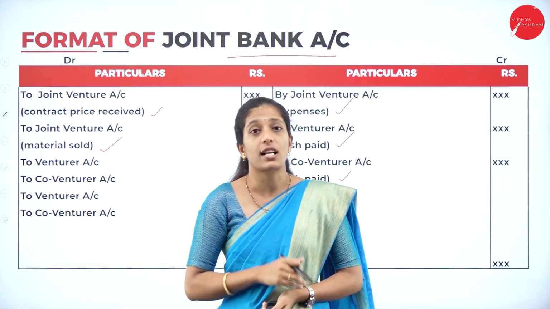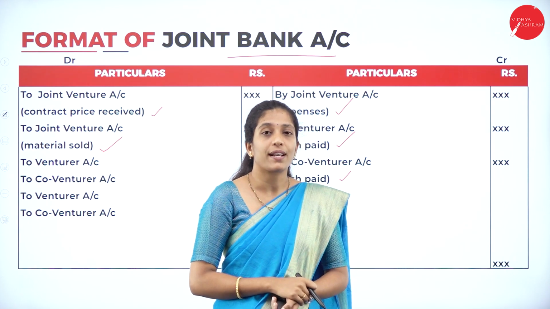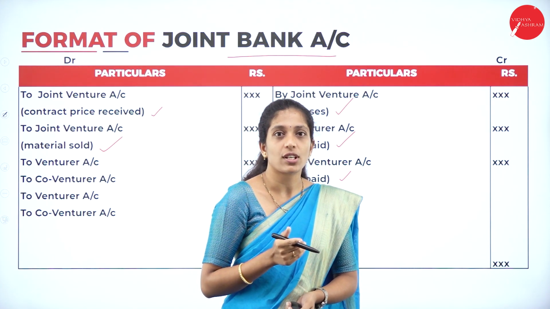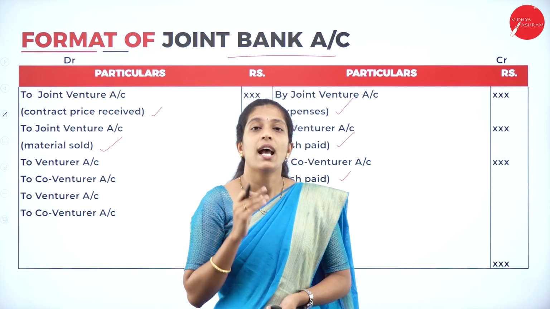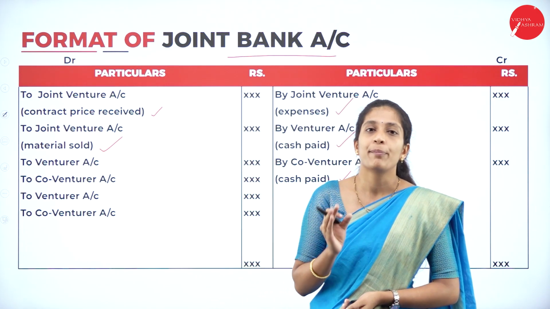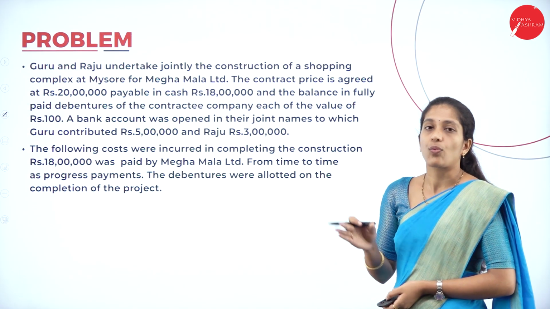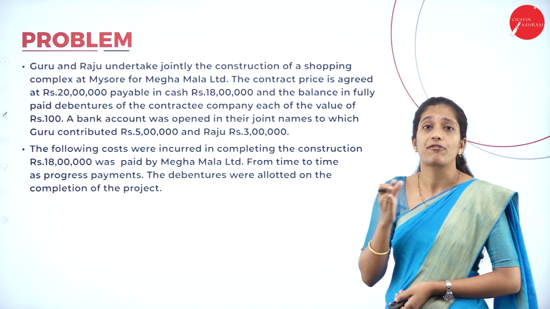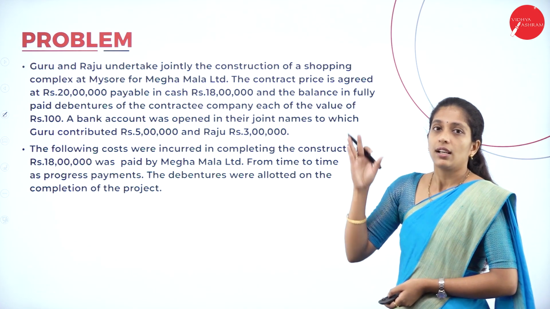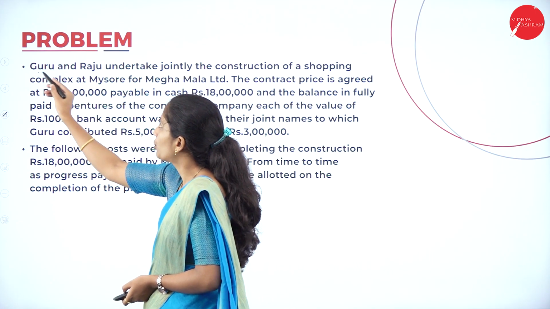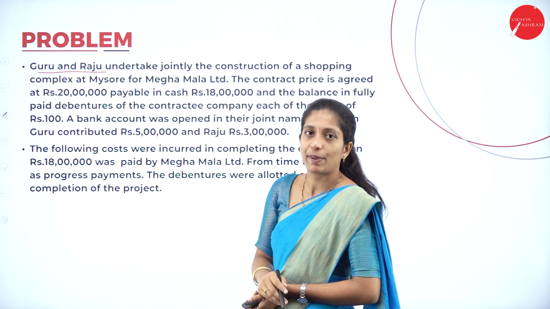So these are the accounts that have to be prepared under joint venture. The first account is joint venture account, the second is co-venturers account, that is venturers account, and the third account is joint bank account. Now we shall go through a problem so that you can clearly understand how we have to maintain accounts in joint venture. Now go through the problem here. Guru and Raju. This is a question paper problem.